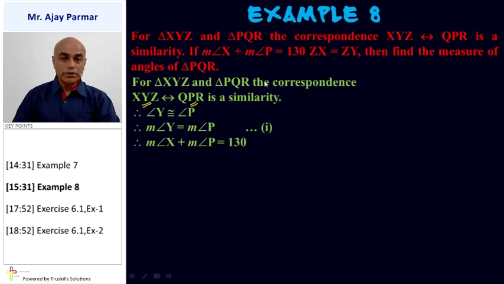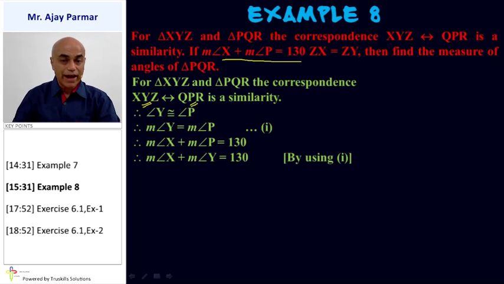That means, substituting the value, we are given that measure angle X plus measure angle P is equal to 130. That means measure angle X plus measure angle Y will be equal to 130, because instead of P, we can write down measure angle Y.